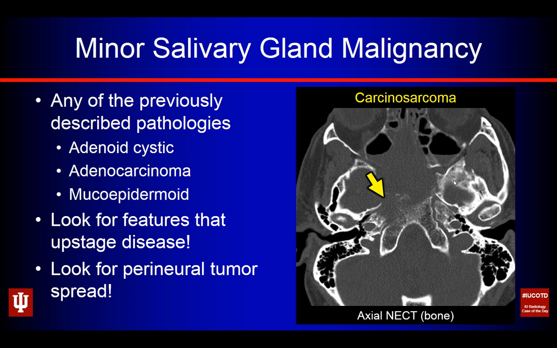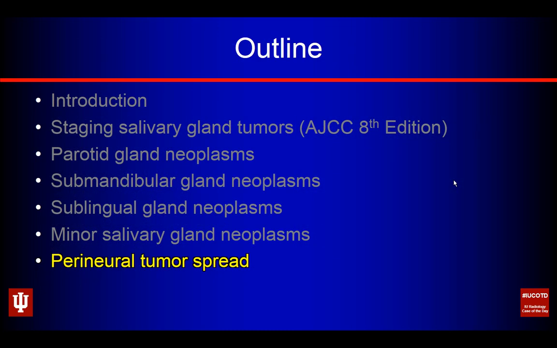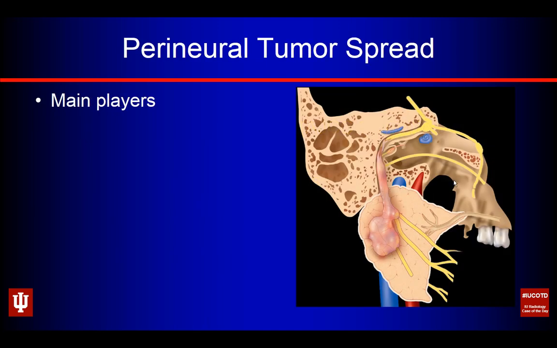And that is sort of my segue to talk about the very last thing, which is perineural tumor spread. And this is just going to be a brief rundown. This could be a talk in and of itself. Maybe I should put one together. But with perineural tumor spread, keep in mind your main players within the head and neck.